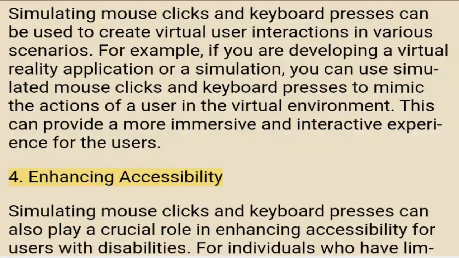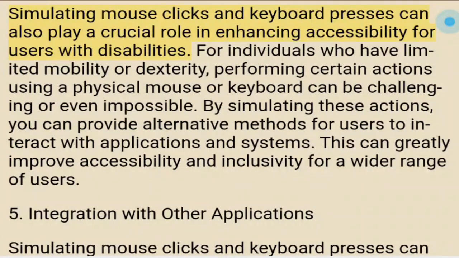4. Enhancing accessibility. Simulating mouse clicks and keyboard presses can also play a crucial role in enhancing accessibility for users with disabilities. For individuals who have limited mobility or dexterity, performing certain actions using a physical mouse or keyboard can be challenging or even impossible. By simulating these actions, you can provide alternative methods for users to interact with applications and systems. This can greatly improve accessibility and inclusivity for a wider range of users.